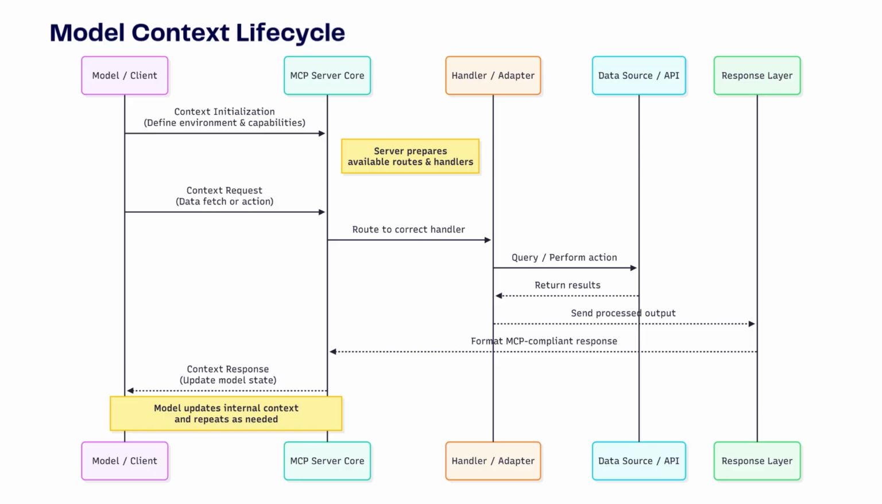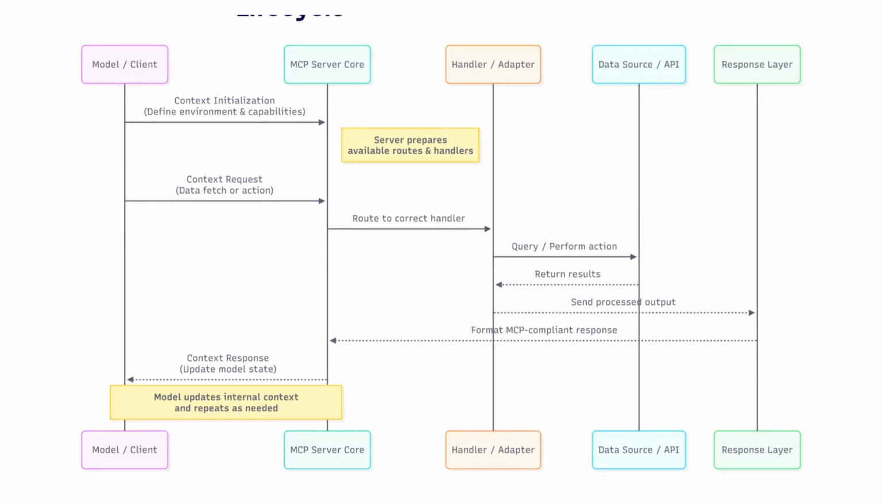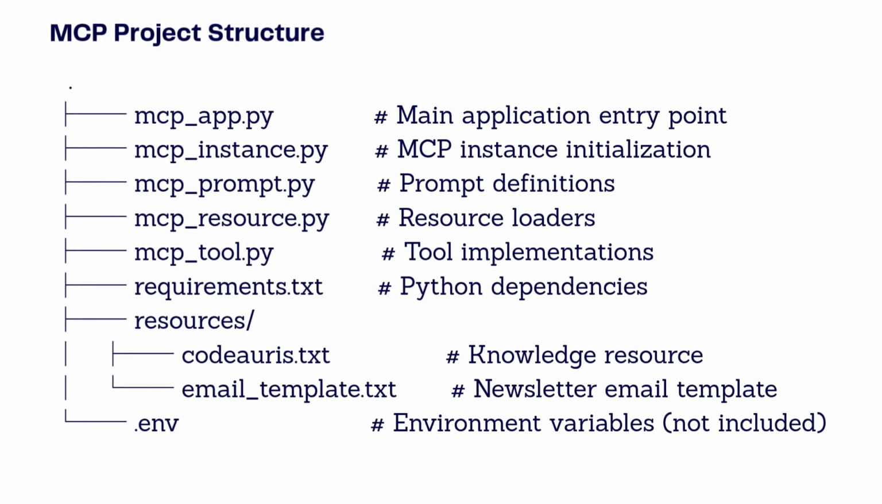This cycle, context initialization, request, response, repeats every time the model interacts with the MCP server, keeping the system dynamic, state-aware, and contextually intelligent. Now that we understand how the MCP lifecycle works, let's talk about the key components we will implement in our MCP server example and how each part fits into the MCP server architecture.